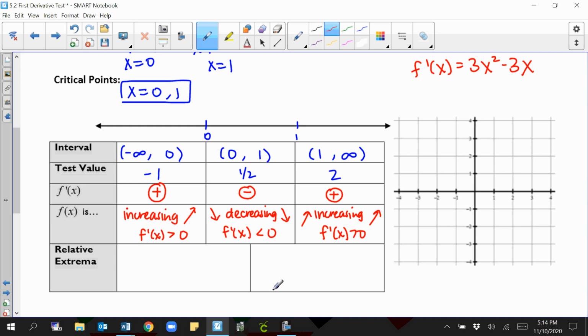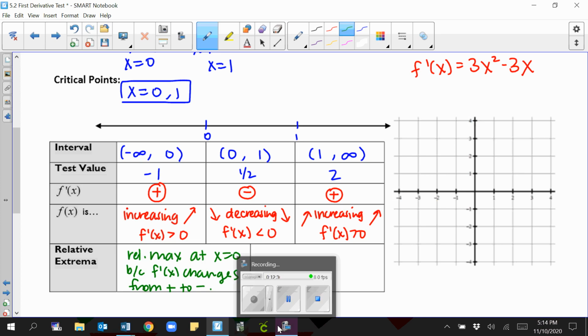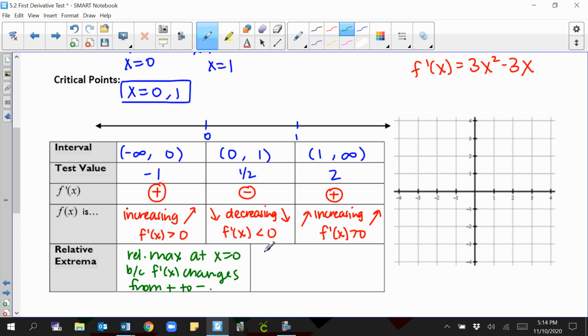So my relative extrema, the conclusion that I can make is, well, here it goes from increasing to decreasing, so I'm going to say that there is a relative max at x equals 0 because, and remember, we're talking about our derivative here, so I'm going to use my derivative in my explanation. So I'm going to say because f prime of x changes from positive to negative.